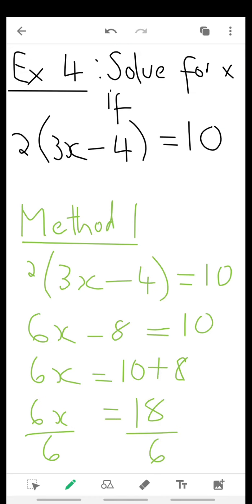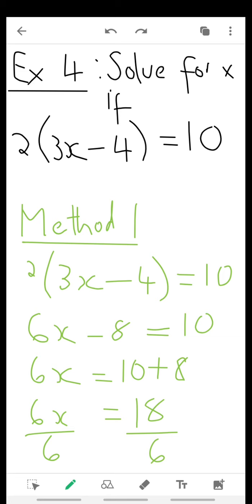Now let's go to example number 4. With example number 4, solve for x if 2 times (3x minus 4) equals 10. I have two methods that I'm going to apply in order to answer example 4. Okay, I see that there's a relationship between 2 and 10. And remember, as 2 is multiplying the bracket here, it is like one term. Okay, so I can divide this term by 2. You remember, I said the opposite of multiplication is division. That's why I can divide by 2 on both sides.